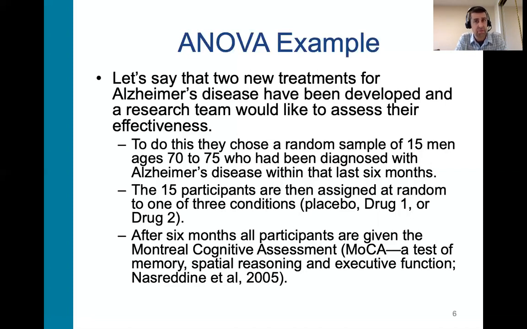Now, the biggest difference between what we've done in the past and what we're doing today is that this is an independent subjects design. People are randomly assigned into one of 3 different groups. If we'd only had 2 groups, we would be doing this as an independent samples t-test. Today, we'll be doing this as a one-way between subjects analysis of variance.